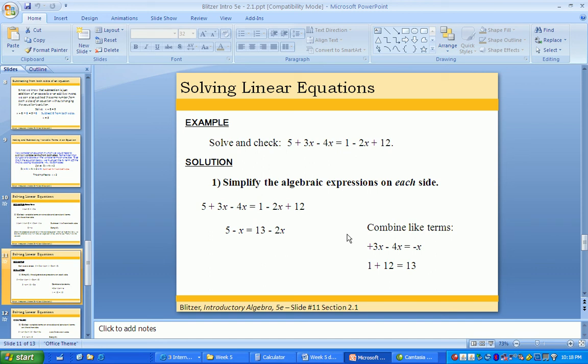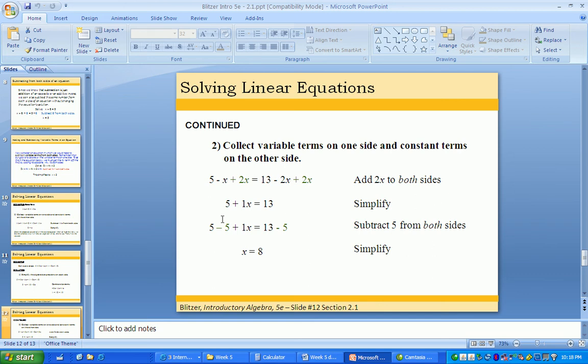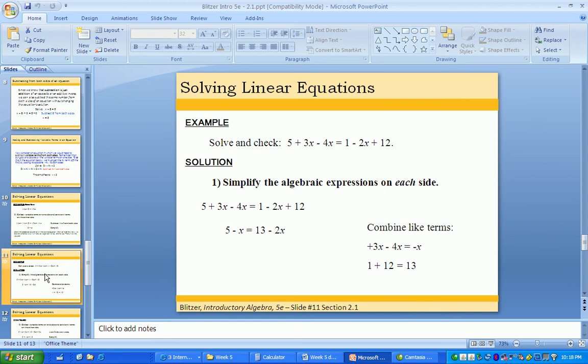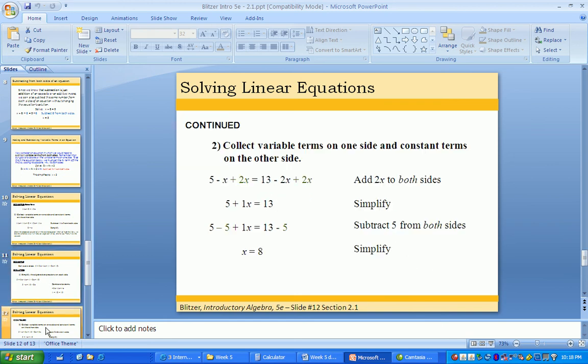To move the x's on the right to the left and the constants to the other side, let's see, we started with 5 minus x. We want to bring the x's to the left and the constants to the right. So we have a 5 over here, minus x plus 2x. The reason we have a plus 2x is because we had a negative 2x over here. If we add 2x to both sides, it gets rid of it on the right and adds it to the left. So now we have 5 plus 1x is equal to 13.